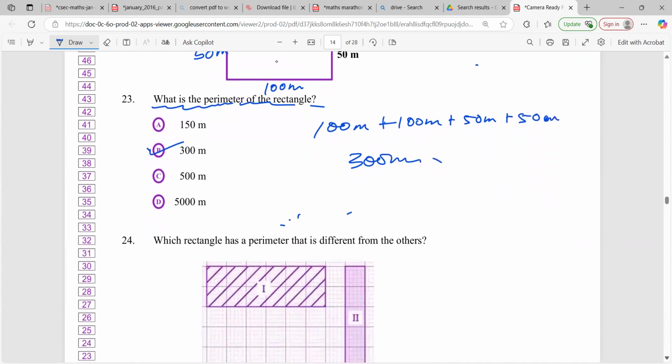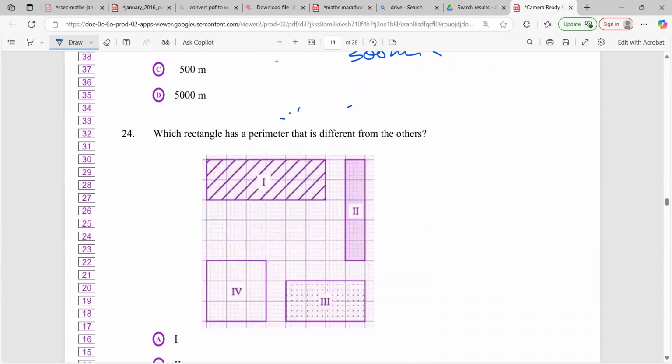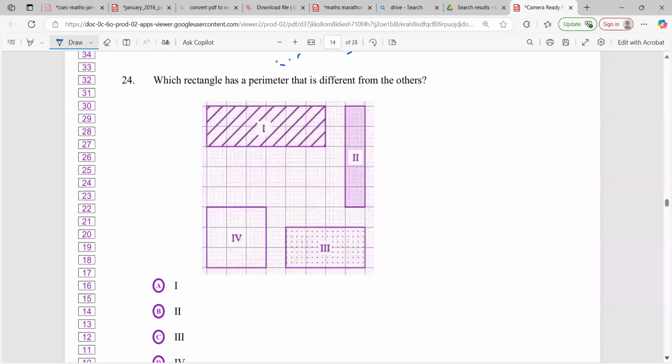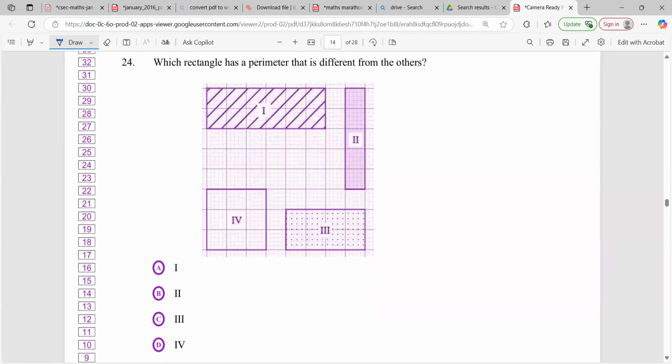So we have to know the difference between area and perimeter. Item 24 says which rectangle has a perimeter that is different from the others. So you're going to check it out. Which one has a different perimeter from the others? Find it, guys, on WhatsApp, please.